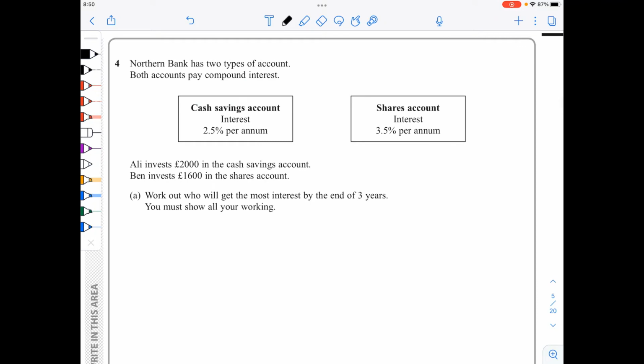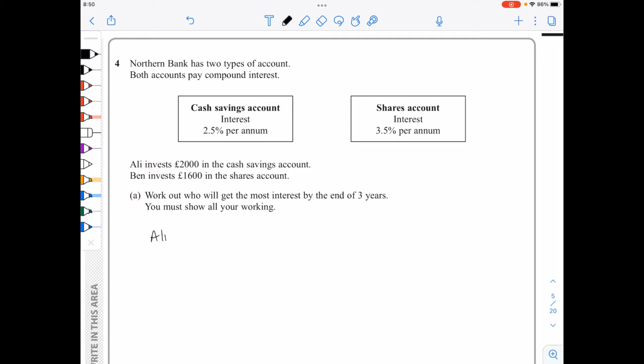Number 4, Northern Bank has two types of account. Both accounts pay compound interest, and we've got Ali who's investing 2,000 in the first account, and then Ben who's investing 1,600 in the second account, in the shares account. We need to work out who will get the most interest by the end of the 3 years.